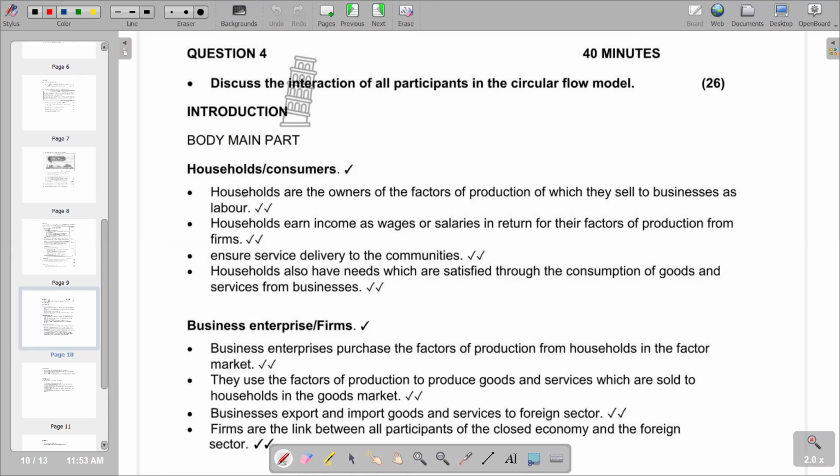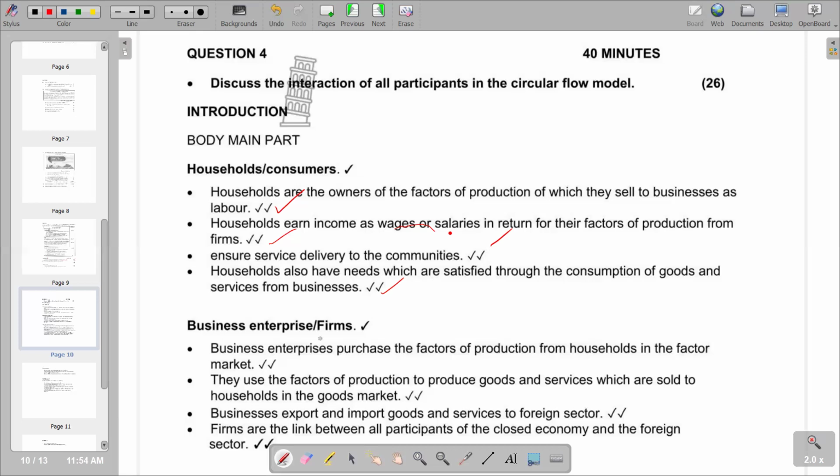The first point: the households are the owners of the factors of production, which they sell to businesses as labor. Labor as a factor of production is provided by households to businesses. The second point: households earn income as wages or salaries from firms in return for their factors of production. Wages and salaries become the factor income from labor. Next, ensure service delivered to the communities, that is, the households. Households also have needs which are satisfied through the consumption of goods and services from businesses. Obviously, utility is gained as they consume those goods and services. That's what we have with households.